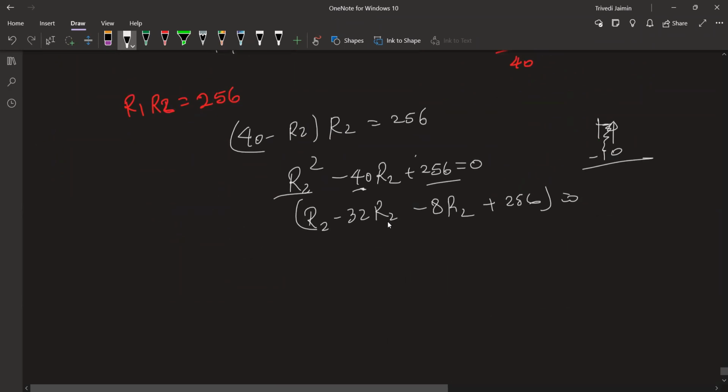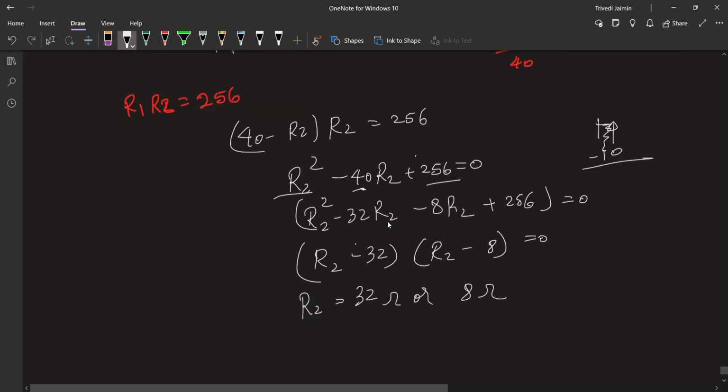Sir, I made a silly mistake. My quadratic equation is right, but solving it was wrong. Instead of 40, I wrote 4. So (R2 minus 32)(R2 minus 8). So R2 can be 32 ohm or 8 ohm. Then R1 will be 8 ohm or 32 ohm. Both are possible.